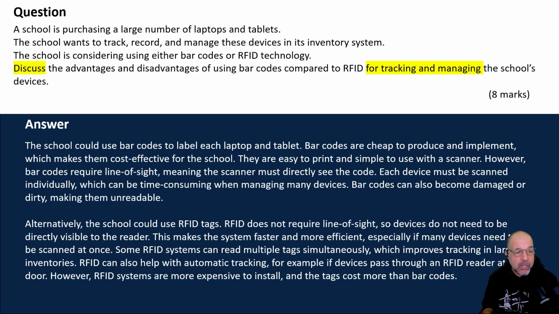So here's my answer. The school could use barcodes to label each laptop and tablet. Barcodes are cheap to produce and implement, which makes them cost effective for the school. They are easy to print and simple to use with a scanner. Yeah, you can generate your own barcodes.